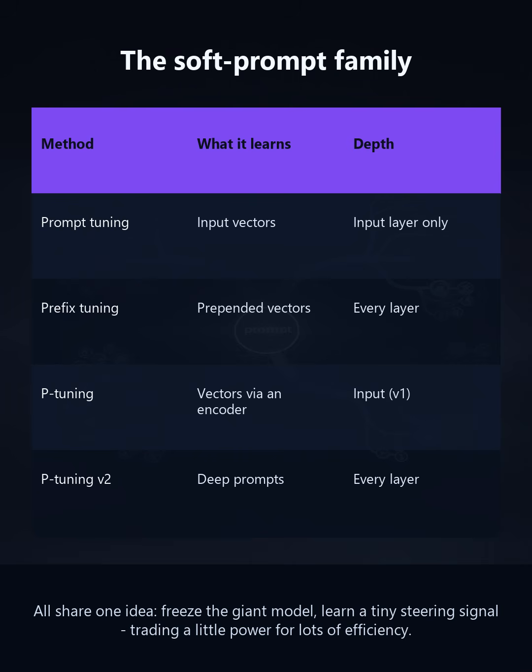So here is the family at a glance. Prompt tuning learns input vectors only. Prefix tuning learns vectors at every layer. P-tuning generates the prompt with a small encoder, and version 2 makes it deep. All of them share one core idea: freeze the giant model, and learn a tiny steering signal instead of rewriting the weights. Each trades a little expressiveness for a lot of efficiency.